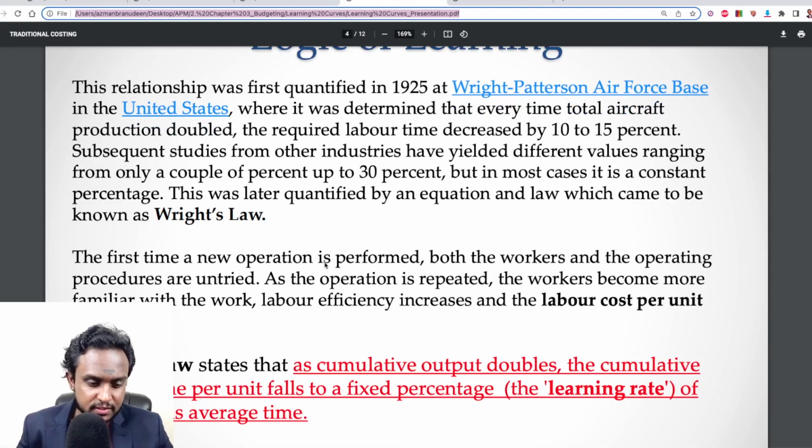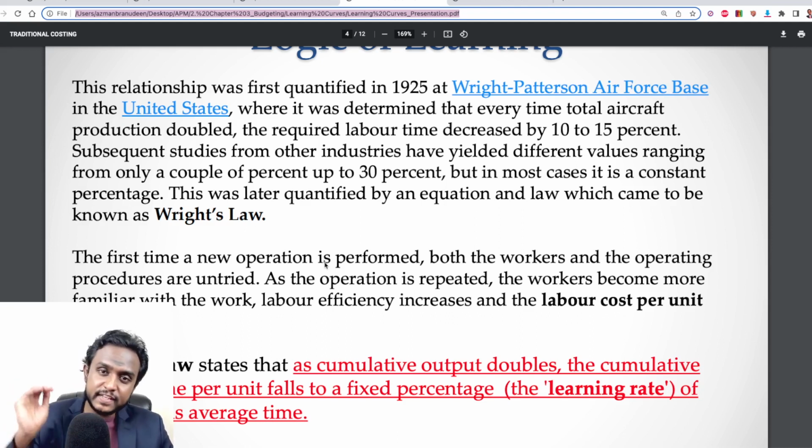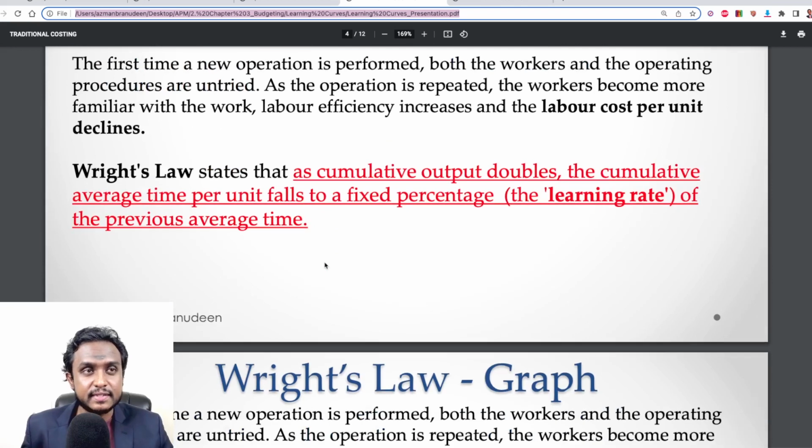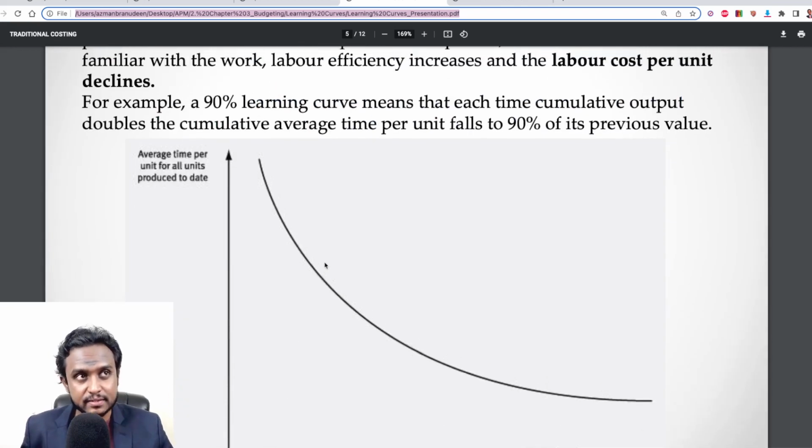What happened was that there came a need to quantify this, to come up with a figure. How do you actually translate this effect into numbers? That's where Wright's law came into play, which is something you've learned. Wright's law identified that as output doubles, so 1 becomes 2, 2 becomes 4, 4 becomes 8, the cumulative average time per unit falls by a fixed percentage. And this fixed percentage was called the learning rate.